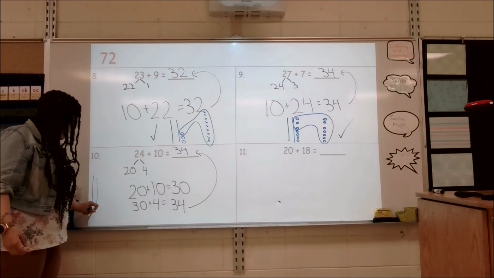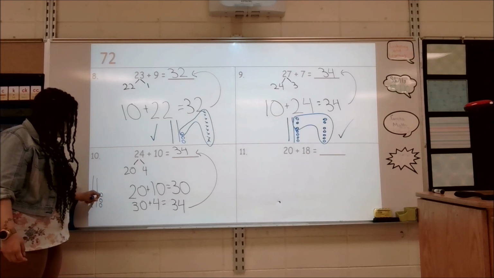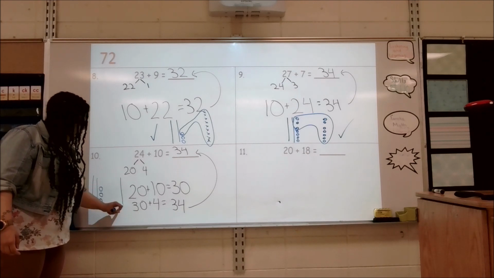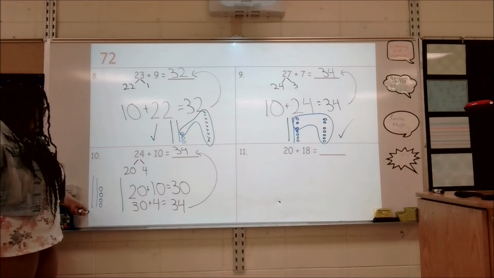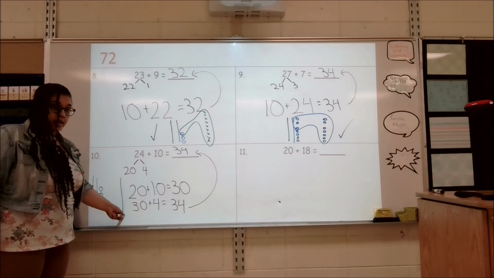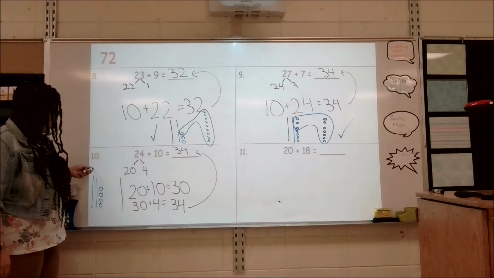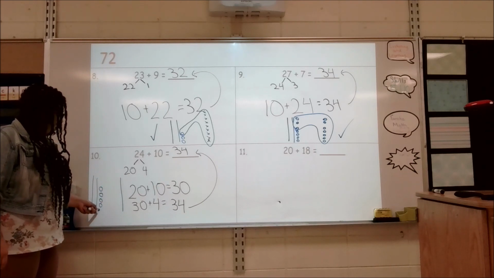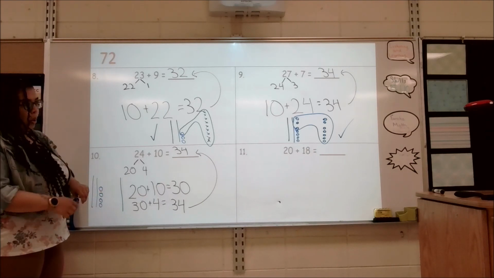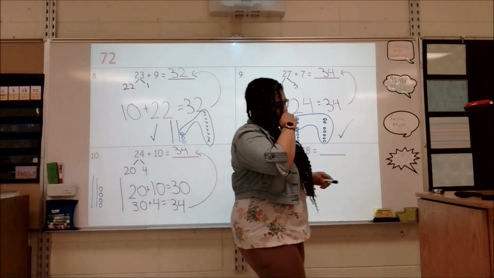10, 20, 21, 22, 23, 24. Plus 10. Let's count it. 10, 20, 30. Notice I'm counting my 10s first. 10, 20, 30. 31, 32, 33, 34. All right? You don't believe me? All right. Let's do it this way.